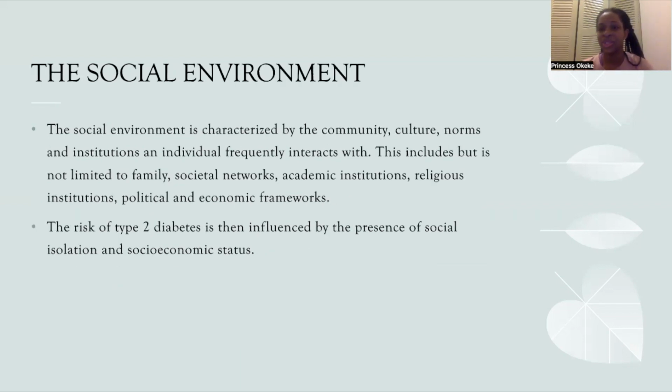Now we move on to the social environment. The social environment is characterized by the community, culture, norms, and institutions an individual frequently interacts with. This can be your family, your school, the churches that you attend, or political and economic frameworks. The risk of type 2 diabetes is then influenced by the presence of social isolation and socio-economic status.